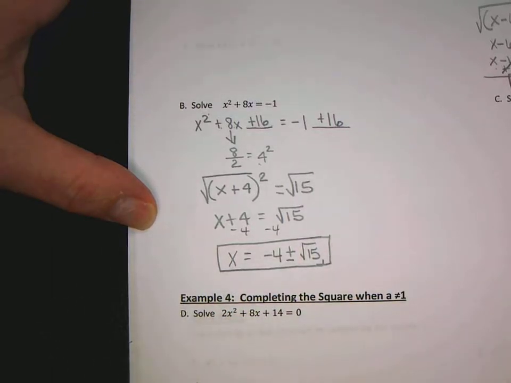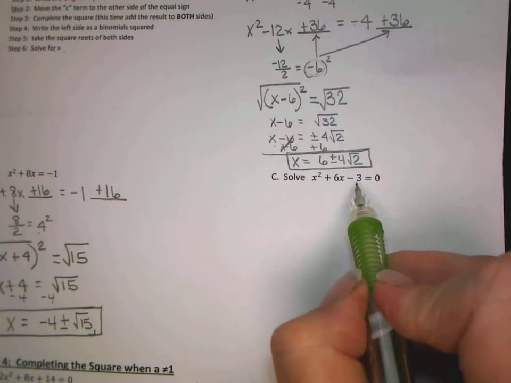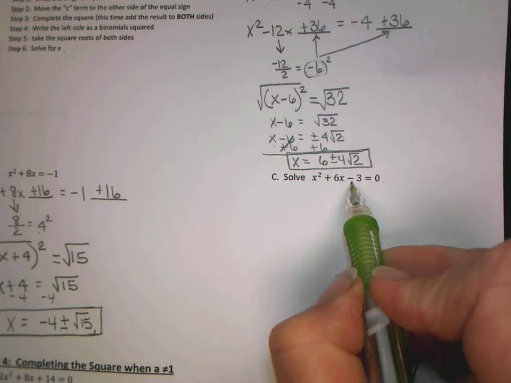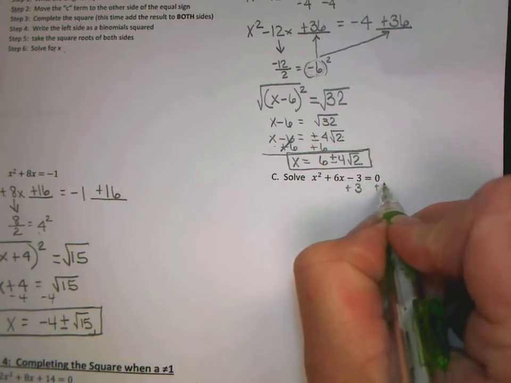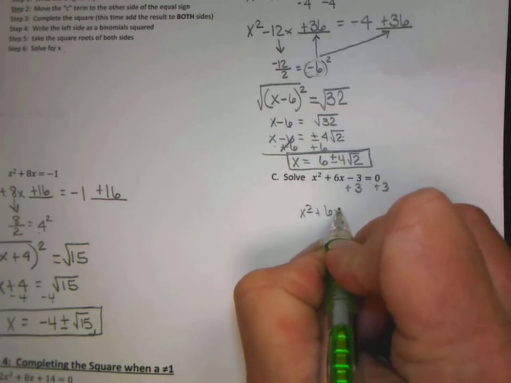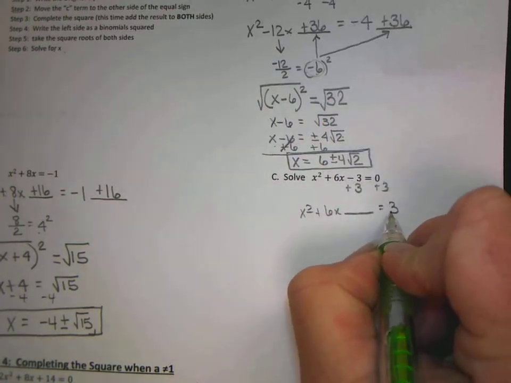All right, one more like that. There's a c term here, x squared plus 6x minus 3 equals 0. We need to move it to the other side by adding 3. So now we have x squared plus 6x. I'm going to put my little line to remind myself what I have to do.